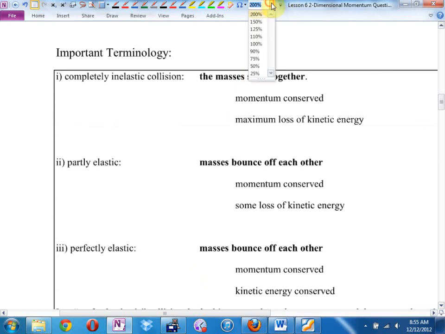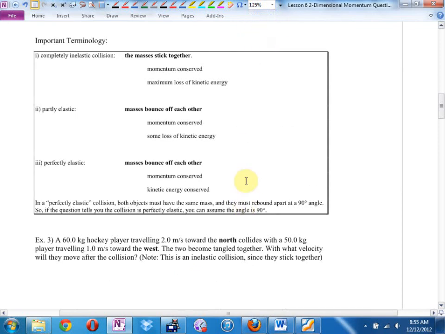Some terminology. We're going to give explosions names. We have two main types, but we break the second main type into two subtypes. The two main types are inelastic and elastic collisions. Collisions can be inelastic or they can be elastic. In an inelastic collision, the key idea is the masses stick together.